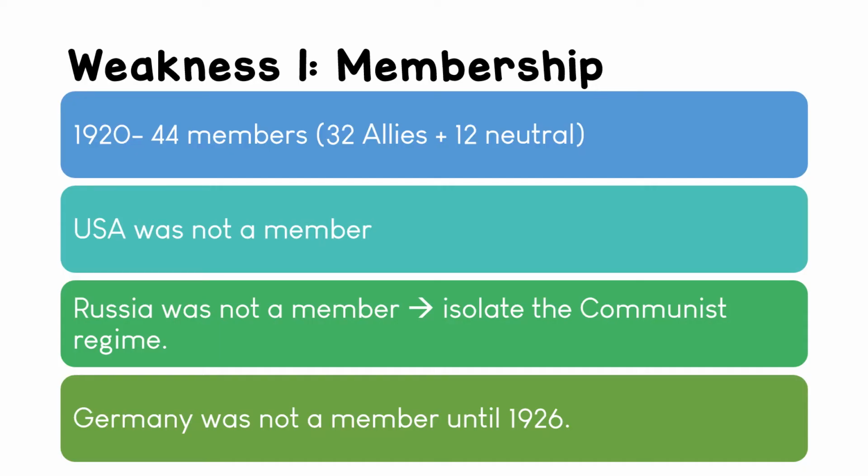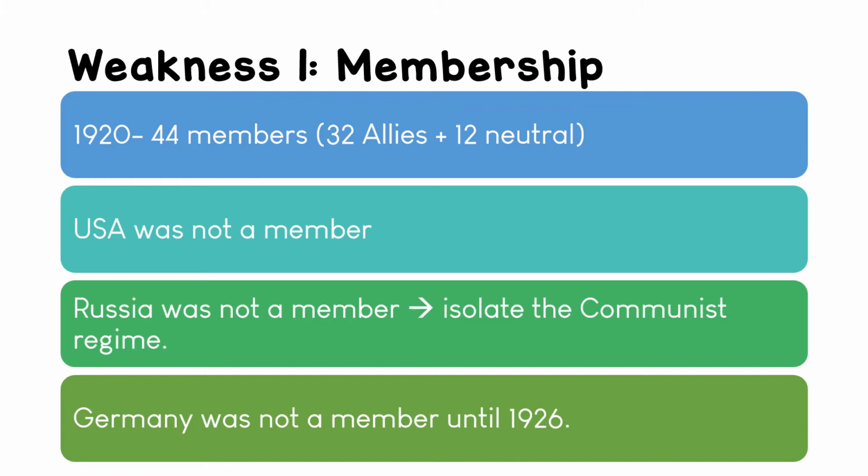The first one is the membership. Now, as we said, initially the League of Nations had 42 members. This number will vary throughout the years. By the 1920s, we have 44 members. 32 of them are allies. So you can see how the allied side is the majority in the League of Nations. This could be seen as a problem for it, but we'll talk more about this later on.